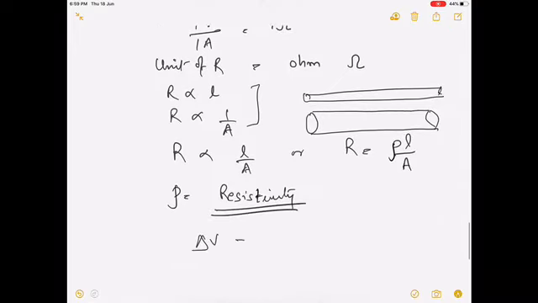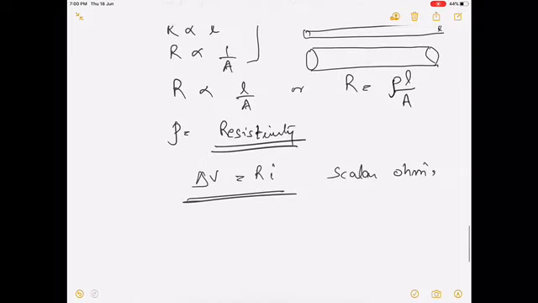Now children, one more thing, what we are studying is the Ohm's law, and this form of Ohm's law, delta V is equal to Ri. This is a scalar form of Ohm's law. There is one more vector form of Ohm's law. You can represent in vector form also. This is scalar form, scalar equation of this Ohm's law.